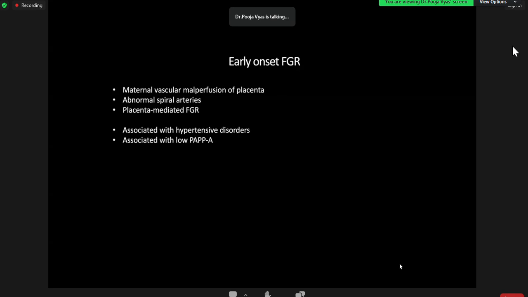Early onset FGR is generally associated with low PAPE. It is associated with hypertensive disorders and abnormal spiral arteries. The placenta goes bad, so definitely we'll get bad uterines and bad umbilical artery.